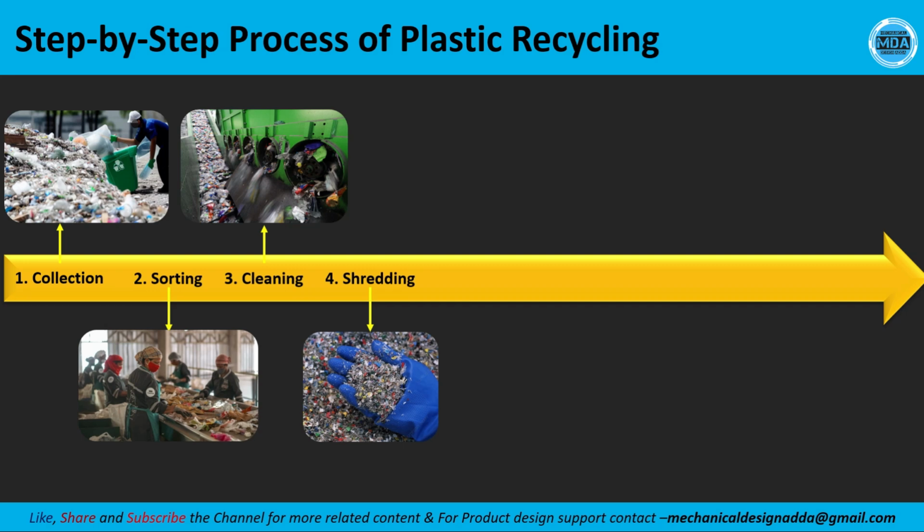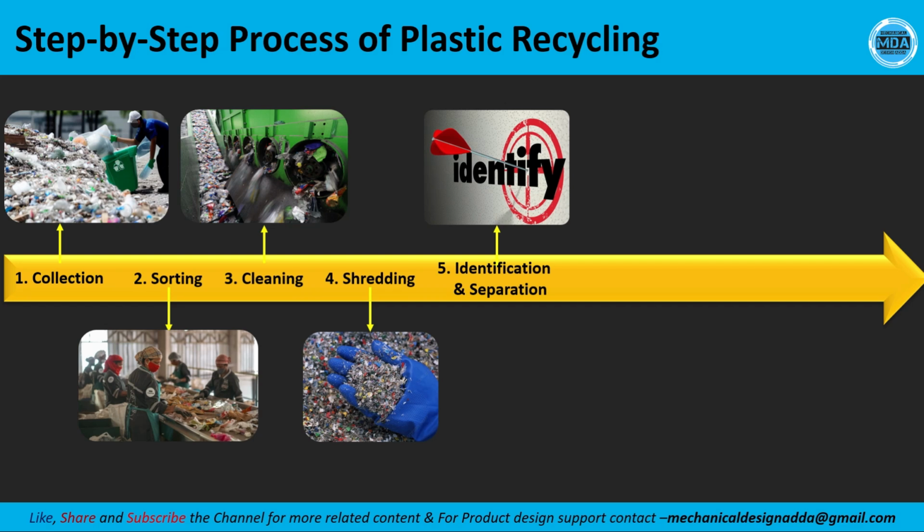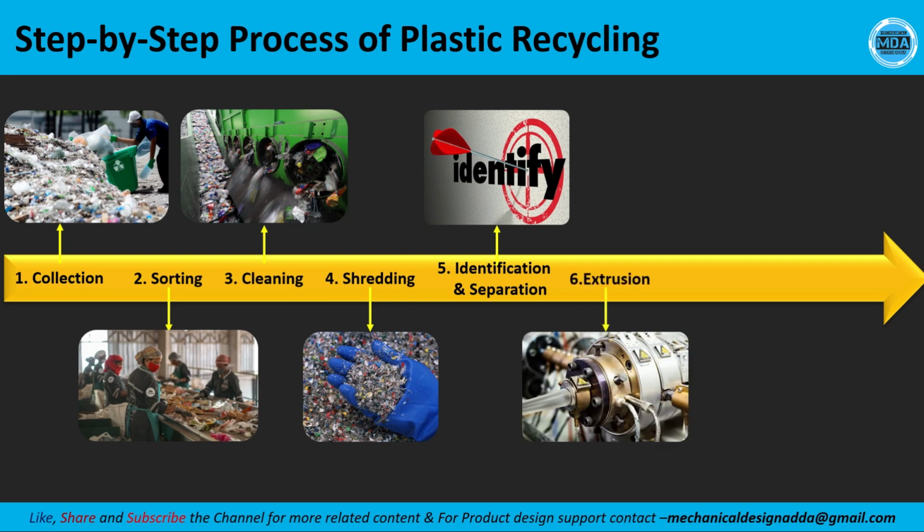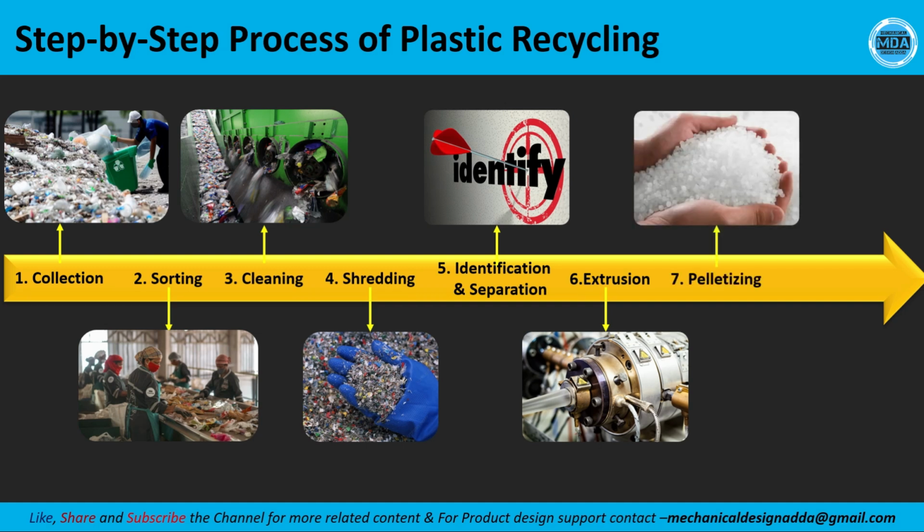After the shredding we use the identification and separation method, where if anything remains or is contaminated, we remove those particles. We then feed the shredded plastics into extrusion, where we melt the plastic and extrude it into a long strand. After getting the long strands, we pelletize the plastic, cutting the long strand into small pieces.